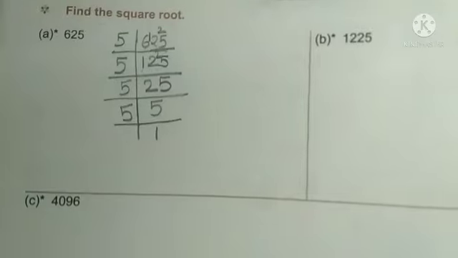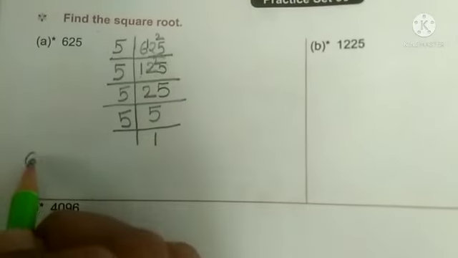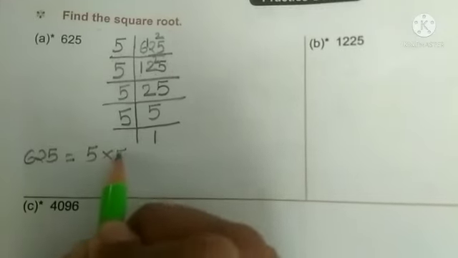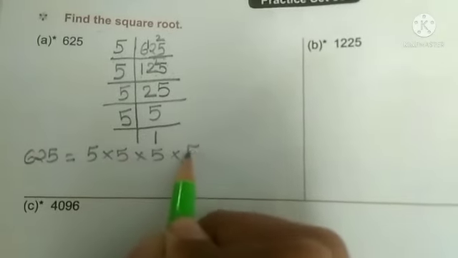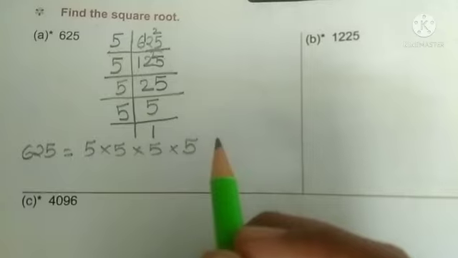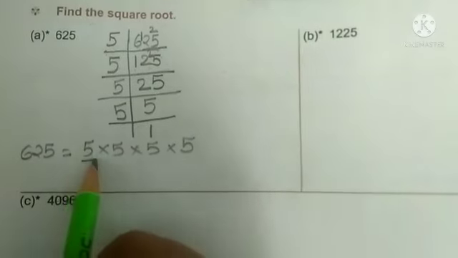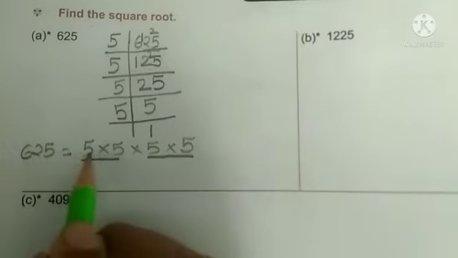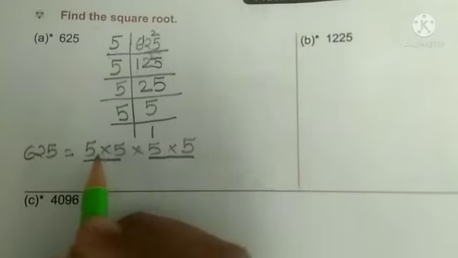Now how are you going to find the square root? First, we will write down the factors of 625. That is 5 into 5 into 5 into 5. Clear? Now what you have to do is make pairs of 2 numbers. Clear? It means that from each pair we will take only one number.